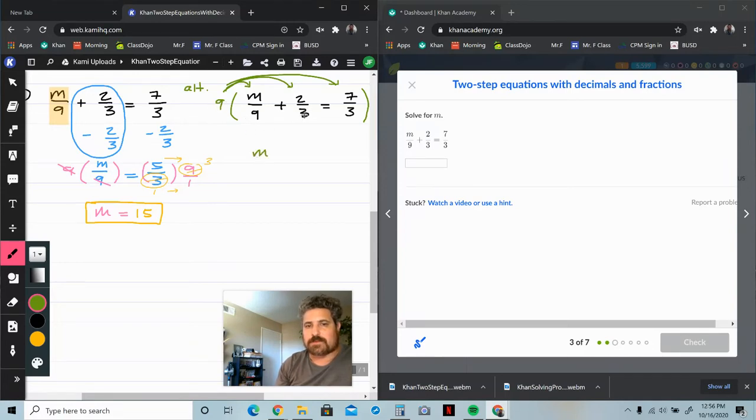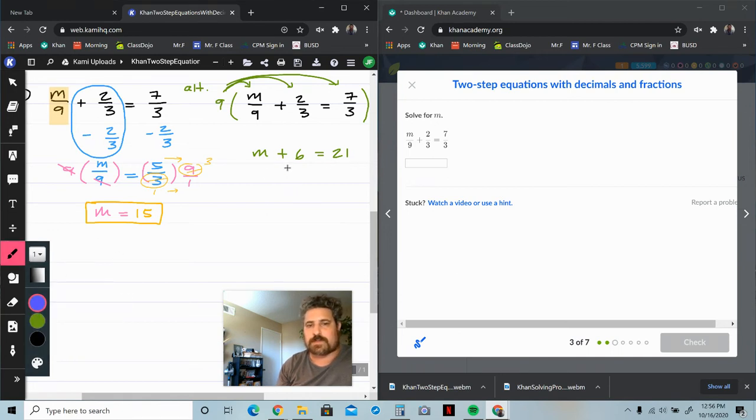And then here you ask yourself, 3 goes into 9 how many times? 3. What's 3 times 2? So that's 6. Because really, what is it? It's 18 over 3, which is 6. And then here you've got 3 goes into 9 how many times? 3. What's 3 times 7? 21. So ultimately, what do you have? m plus 6 equals 21.